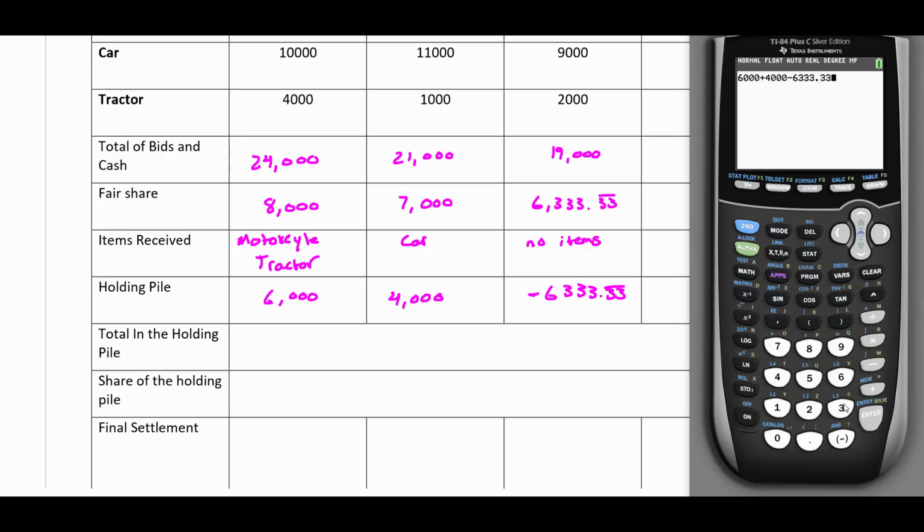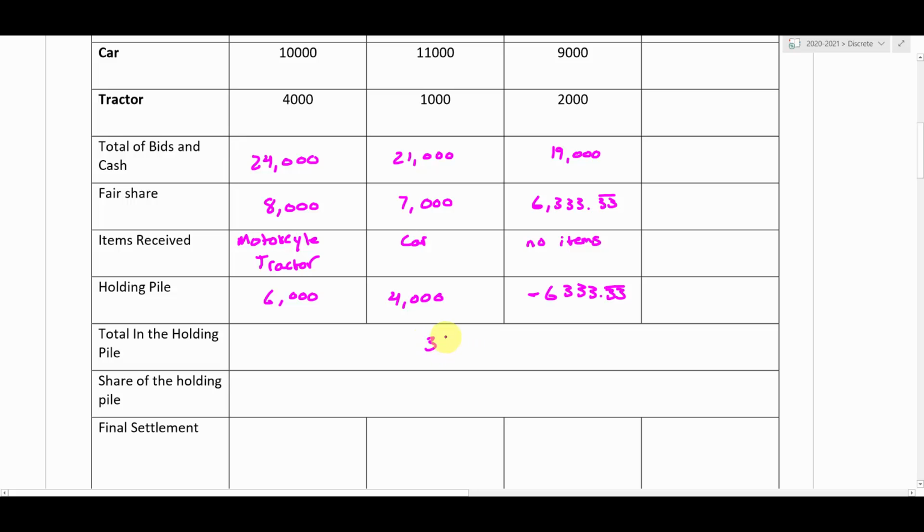$6,333.33. So in the holding pile, after everyone has contributed to the holding pile and taken their money out of the holding pile, there is $3,666.67. We have to take that remaining money and divide it amongst the players. So we're going to take this number and divide it by 3. So you should get $1,222.22. This will be the amount of money returned to each player.